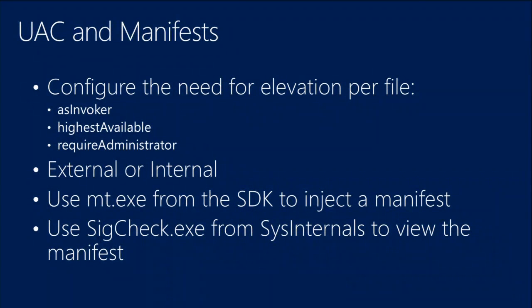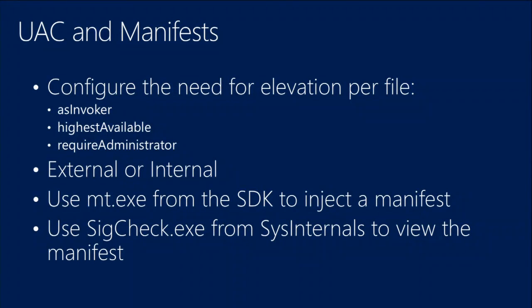If there is no manifest at all, you can create an external manifest, which is just a text file that you can create next to the executable. And then you can use that text file to tell Windows how to deal with elevation. If you really want to inject, you can. There's a tool for that, mt.exe. You can find it in the Windows SDK. And then you can use a long command line to inject the manifest in an executable.